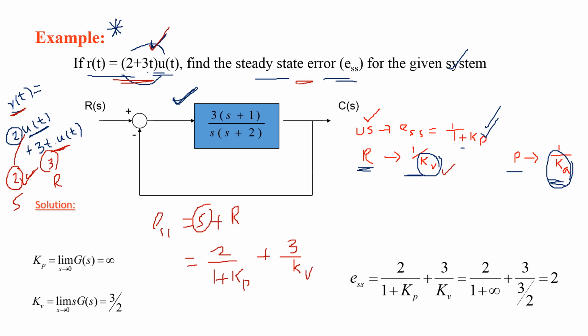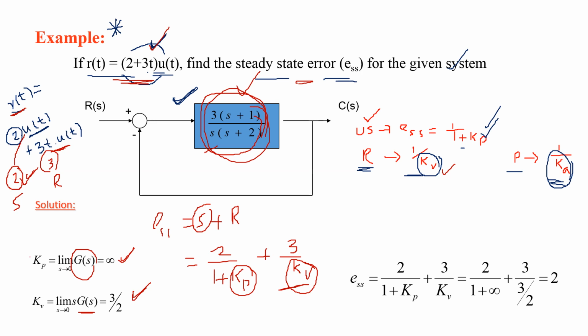In this, we know the formulas for Kp as well as Kv. Here Kp is limit s tends to 0 of G of s, and this one is the G of s. Now in place of G of s, substitute this, then we get Kp equal to infinity. Similarly, we know the formula for Kv, that is Kv is equal to limit s tends to 0 of s into G of s. Here also G of s is this. Substitute this value and simplify, then we get Kv equal to 3 by 2.